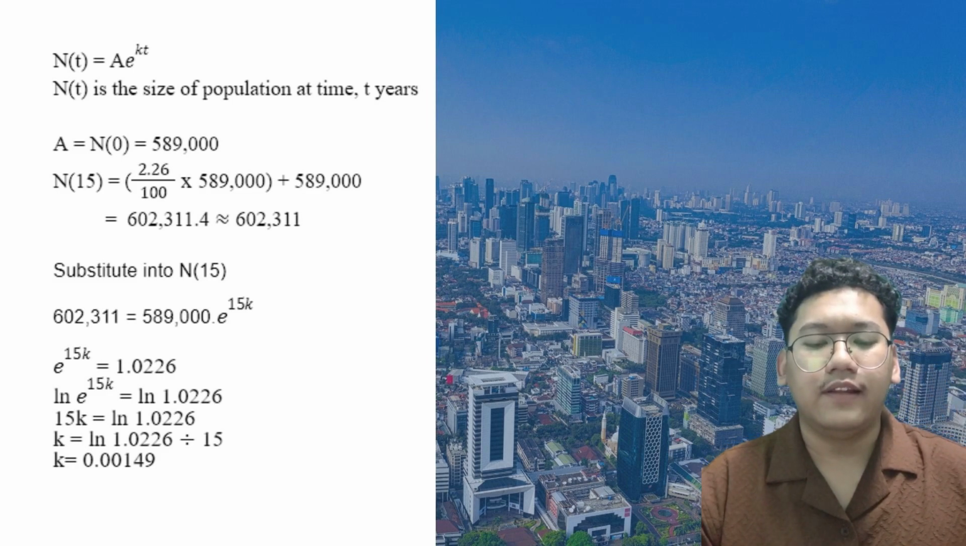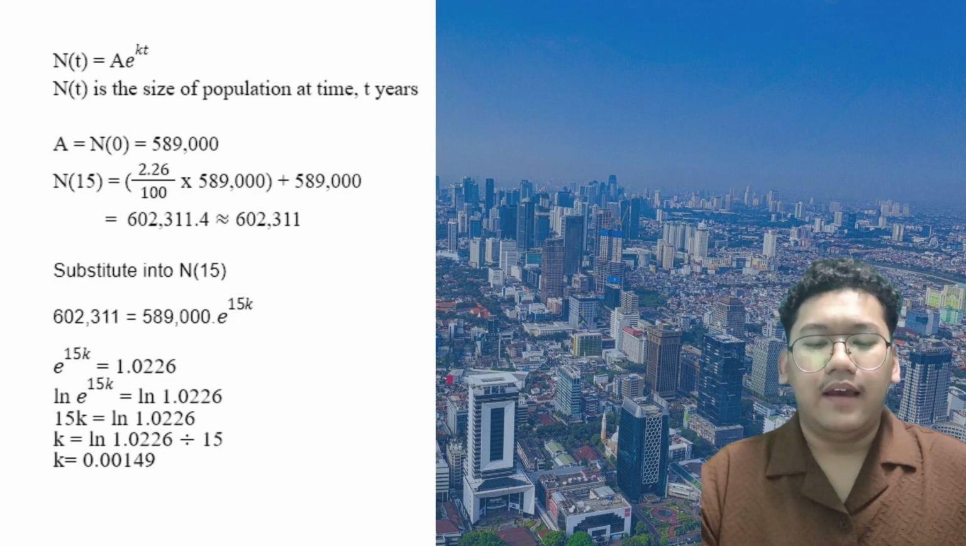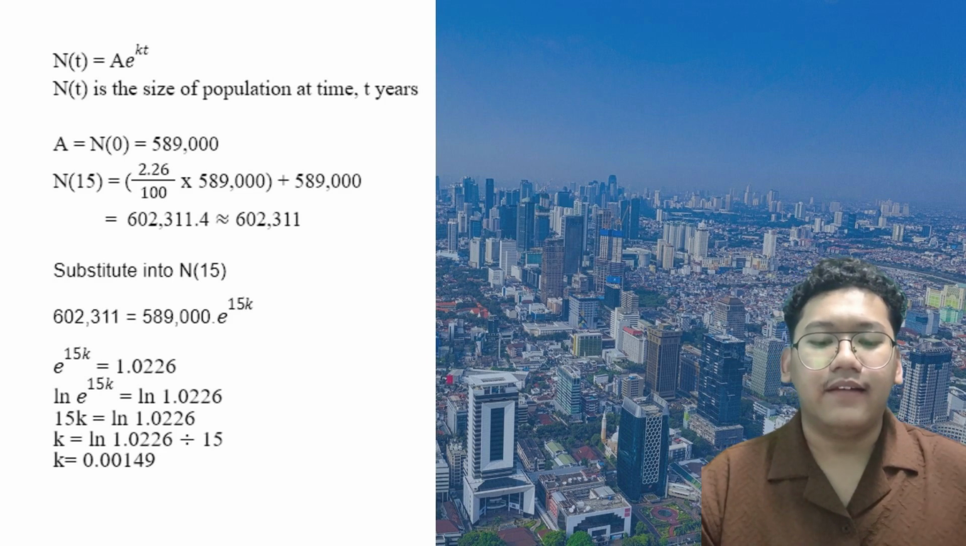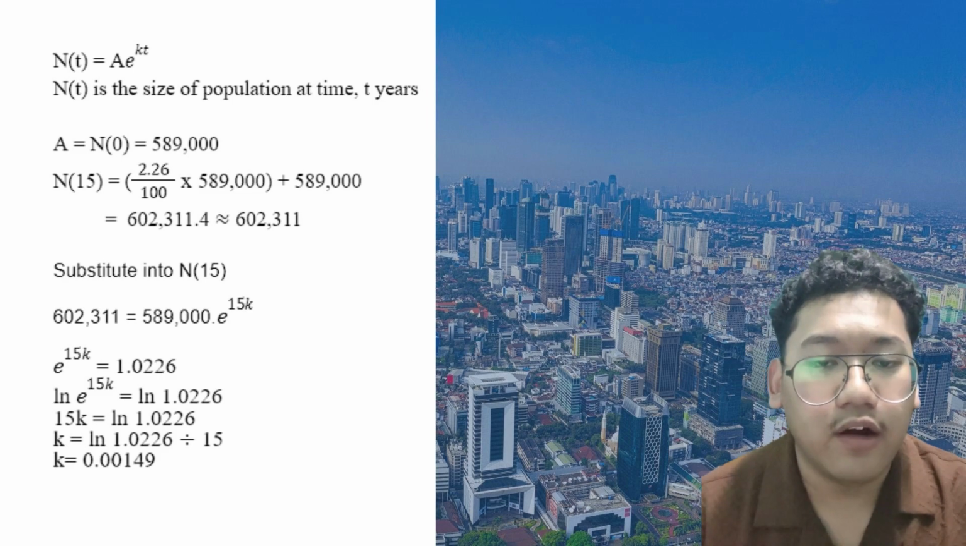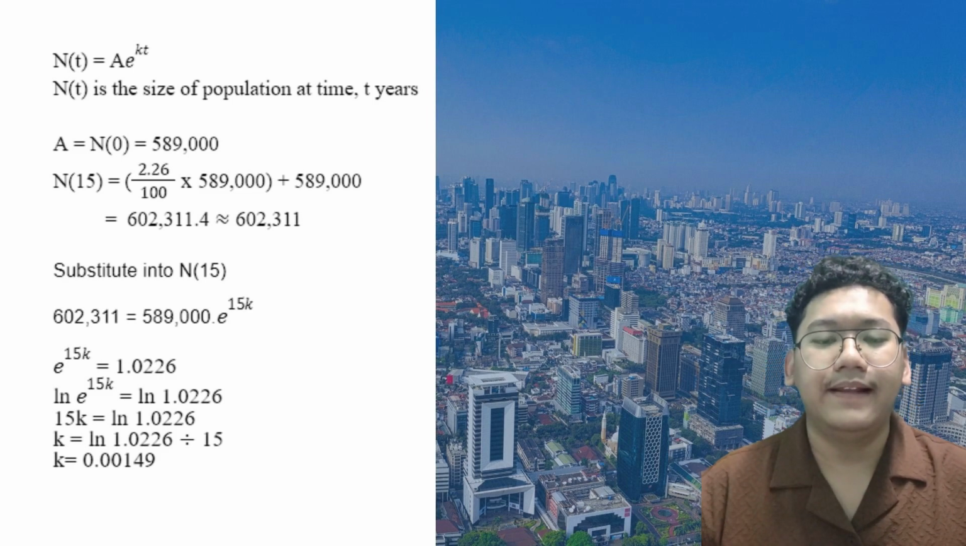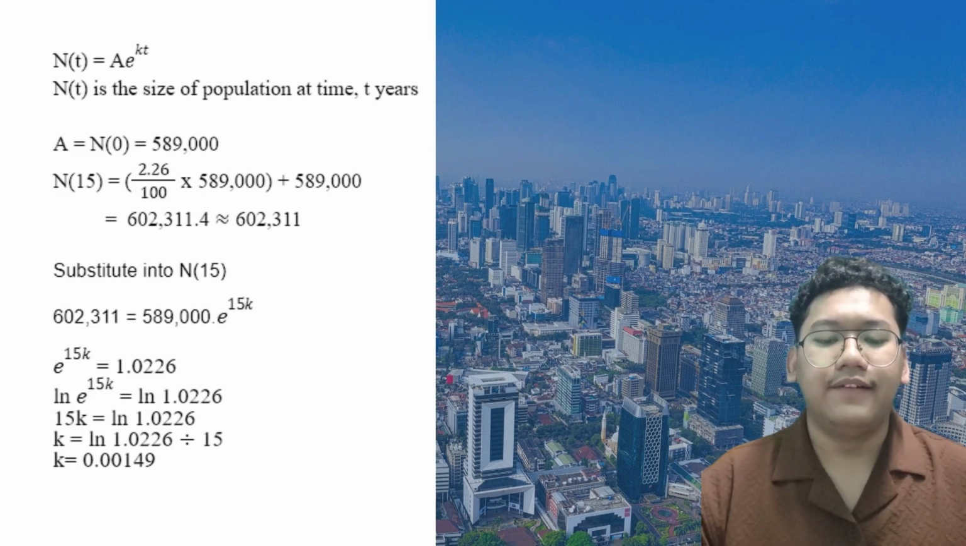The number of population after 15 years is also mentioned before, had an increase of 2.26%. So we calculated this by getting the increase in population plus the original total, which we will get 602,311.4. We round that off because this is the total of people, into 602,311.